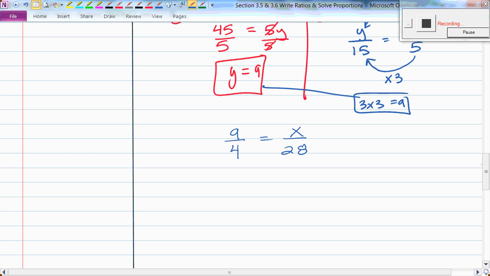Let's see here. Does anybody see something clever we could do? 9 over 4 has to be the same thing as what over 28? So we're looking for an equivalent ratio for something over 28. Ask yourself this. 4 times what gives you 28? 4 times 7? Is that 28? Yes, it is. So if we multiply by 7, we get 28. So that means I had to multiply this one by 7. What would that give me? So x would have to be 63.